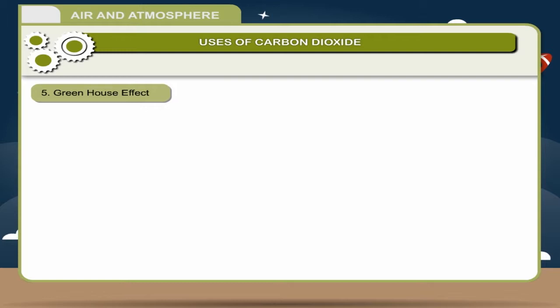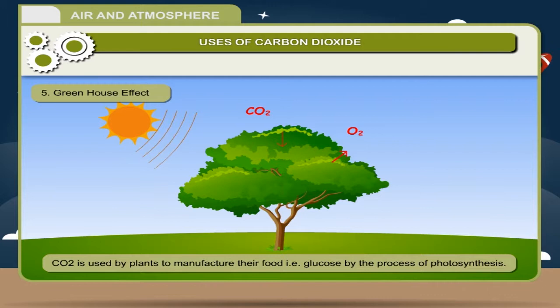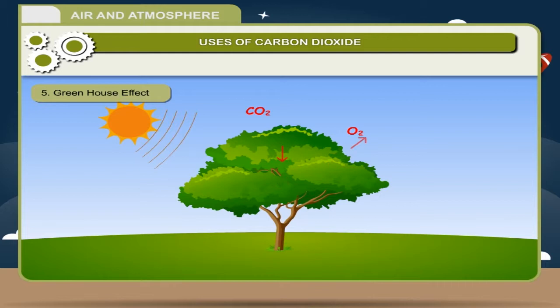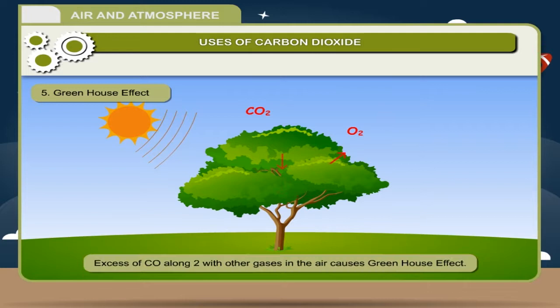Greenhouse effect. CO2 is used by plants to manufacture their food, that is, glucose, by the process of photosynthesis. In fact, excess CO2 from the air can be removed by planting more trees. Excess of CO2, along with other gases in the air, causes greenhouse effect.